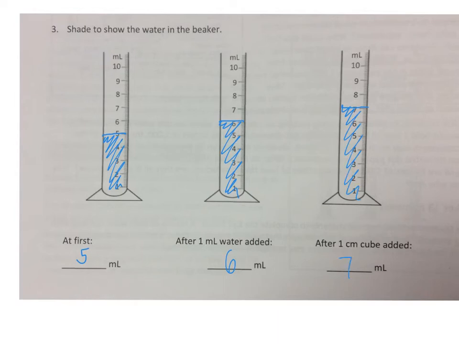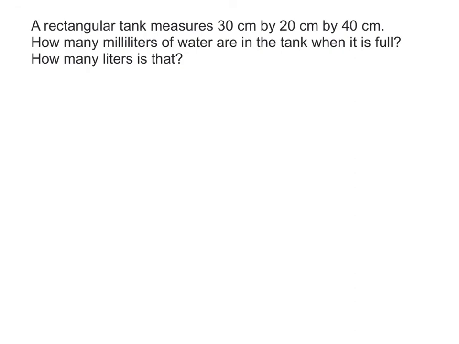Does that make sense? Because we know that 1 milliliter is exactly equal to 1 cubic centimeter. So if I added 2 more milliliters of water to that last beaker, what would the line be at? 9. Now if I added 1 more cubic centimeter to that, what would it be at? 10. Do you see how that works? Very good.